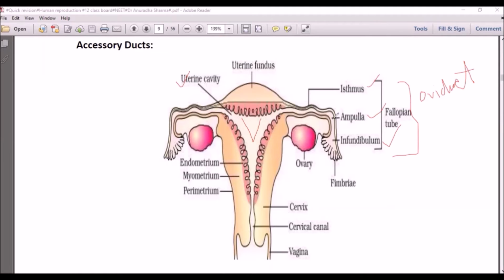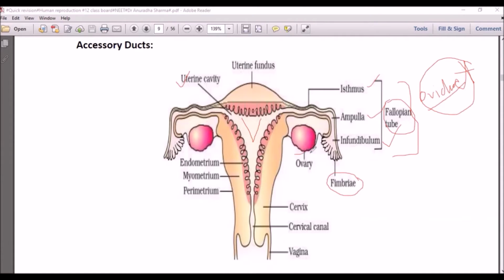Now finger-like projections are present, which are known as fimbriae. So this fallopian tube is divided into three parts and it is also known as oviduct. And this fallopian tube is very important because it is the site where fertilization of sperm and ovum takes place. So fertilization takes place in the fallopian tube.